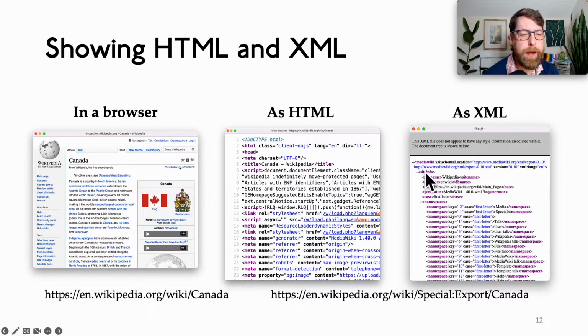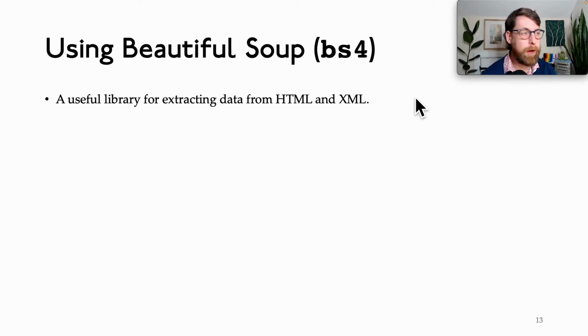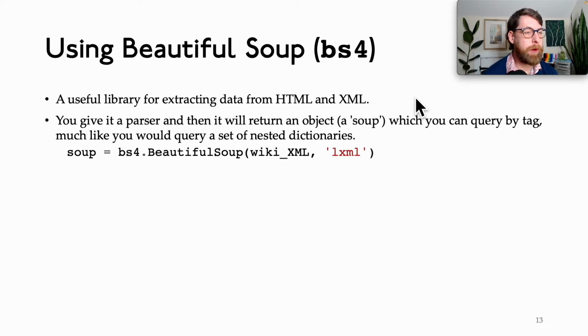So now, how would we navigate or parse this? It's not JSON, so we wouldn't necessarily use JSON normalize right away. Well, one way we can do this is using Beautiful Soup. I really like Beautiful Soup. Sometimes it works out really well. Sometimes I'll use other approaches. But let's give a sense of this. It's a useful library for extracting data from XML and HTML. And what you do is you give it a parser, and it'll return an object, a soup. You can call it soup, which you can then query by tag, much like you would query a set of nested dictionaries. Now I'll show a little more of that in a second.